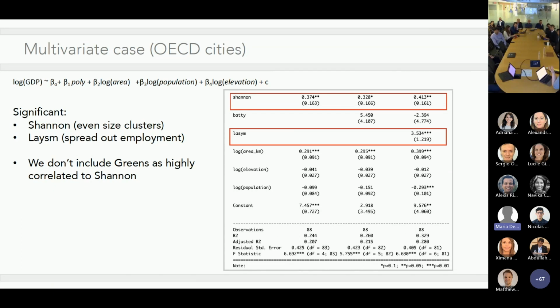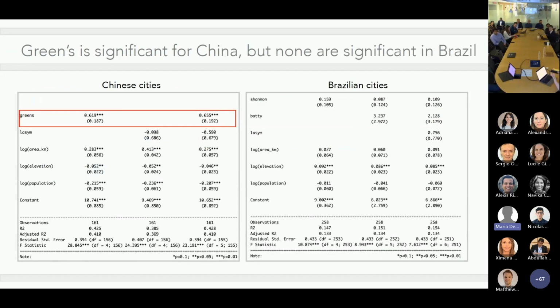Okay, so that's for the OECD cities. We have fewer of those, but they are defined as functional urban areas, which is identical to our predicted employment data, so they're very nicely aligned. With the Brazilian and Chinese ones, the spatial alignment is not as good. However, it's something that we're thinking more about at the moment. But we repeat the same analysis. In the Chinese cities, very different from the OECD, we find that the Greens polycentricity is significant, which coincides with the literature that also finds Greens is significant, but none of the others are. And in Brazilian cities, absolutely nothing is significant.